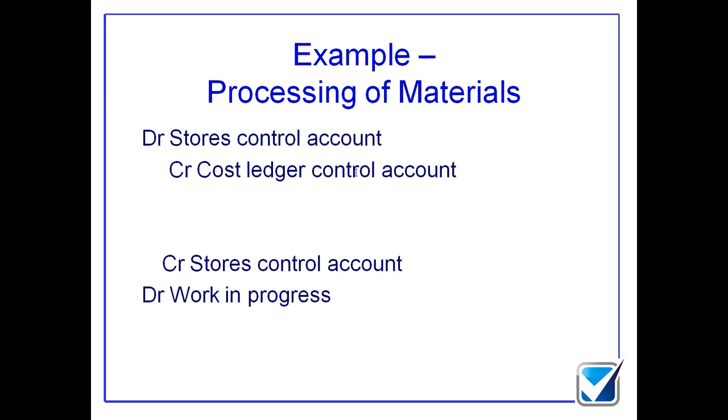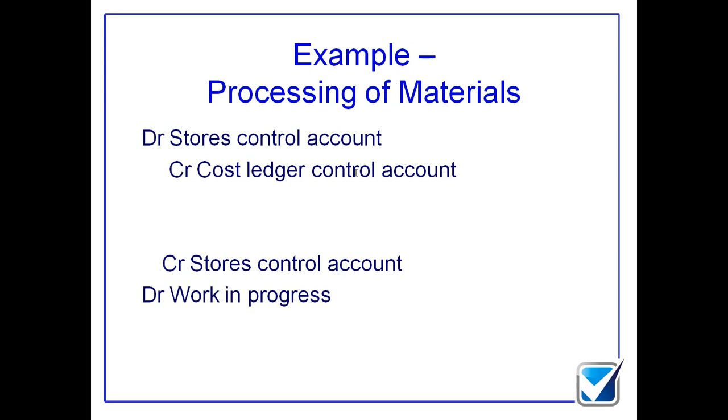Then, in the second part of the transaction, when we credit the stores control account, it shows the raw materials coming out of the stores control account and going into the production process. So the debit to work in progress shows the assets being transferred from stores into production.